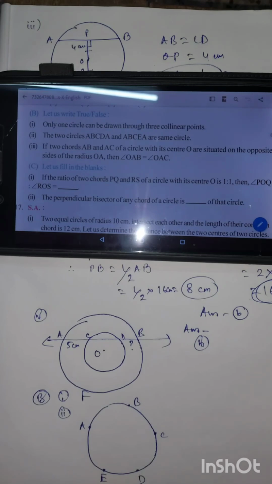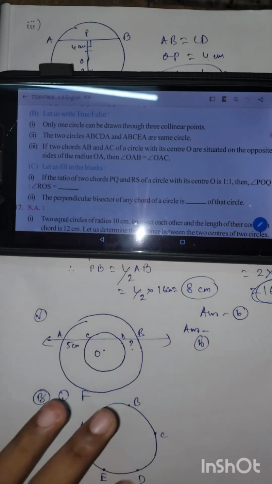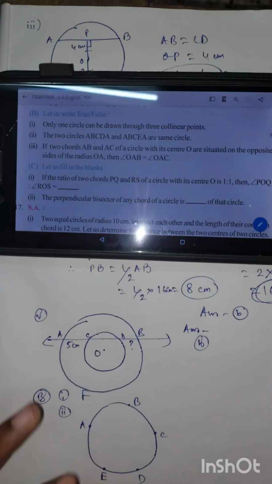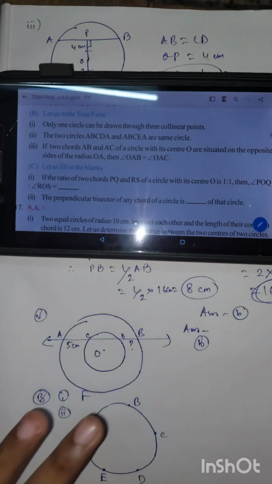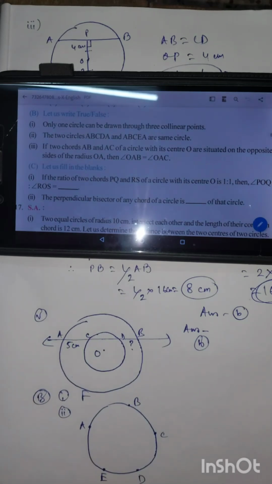So if we consider 4 points A, B, C, D and A, this circle can be represented by this name, and similarly if we consider another 4 points A, B, C, E, A, that also represents the same circle. Okay, so these are actually the same circles. So option 2 should be true.